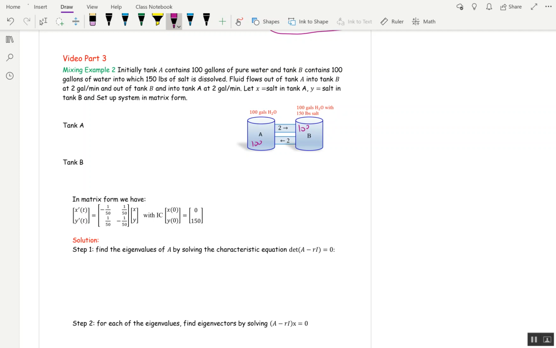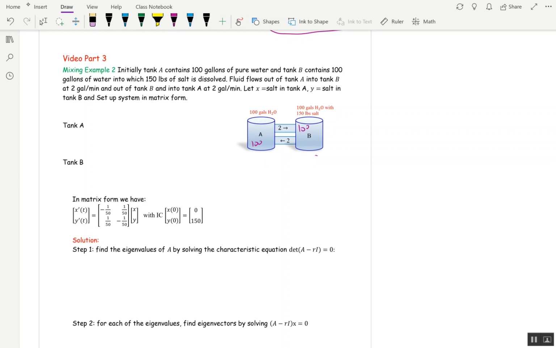Now, what we expect to happen is over time, all the salt over here in tank B is going to dissipate and we'll have an equal amount of salt in each tank. So in the end, if we start with 150 in B and 0 in A, we should end up with 75 pounds of salt in each tank. Let's see if that really happens.